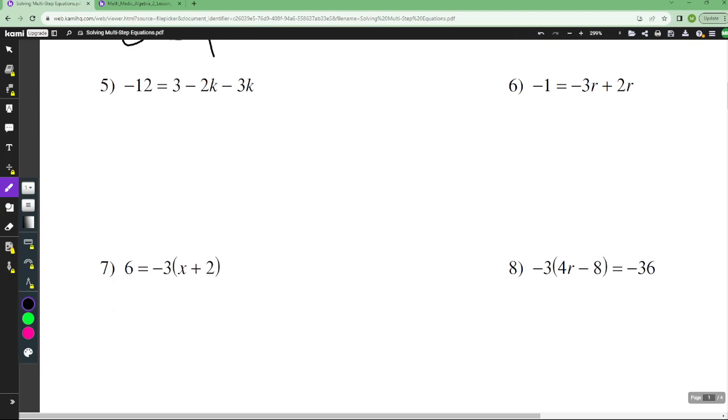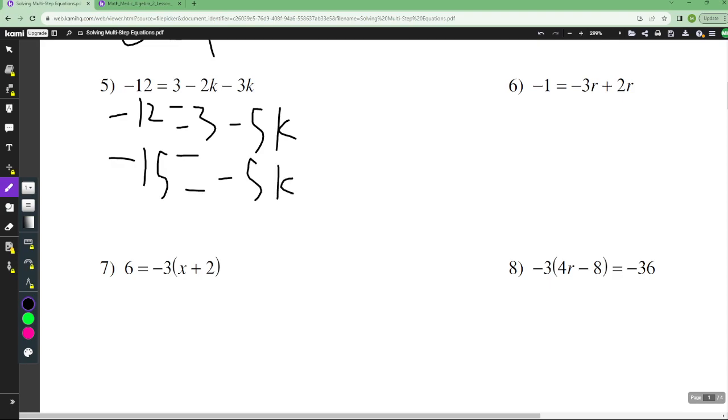Number 5, negative 12 equals 3 minus 2k minus 3k. Negative 12 equals 3, combine like terms, minus 5k. Subtract 3 from both sides, we get negative 15 equals negative 5k. Divide negative 5 from both sides, we get k equals 3.